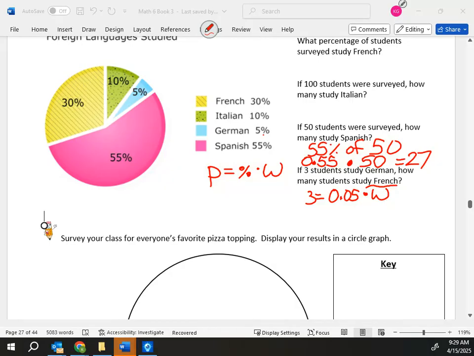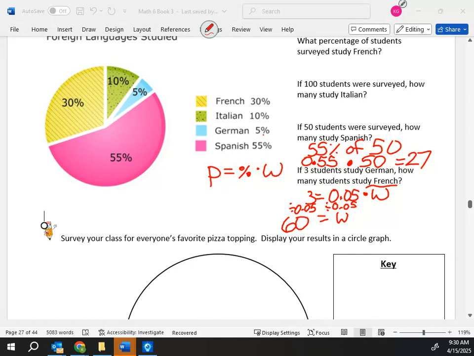How many total students are there if we had 3? That equals 5%. How do I find my whole by itself? What opposite operation do I have to do to get that whole number by itself? Divide. I need to divide out that 0.05. What is 3 divided by 0.05? What is our whole number, Emma? 60.